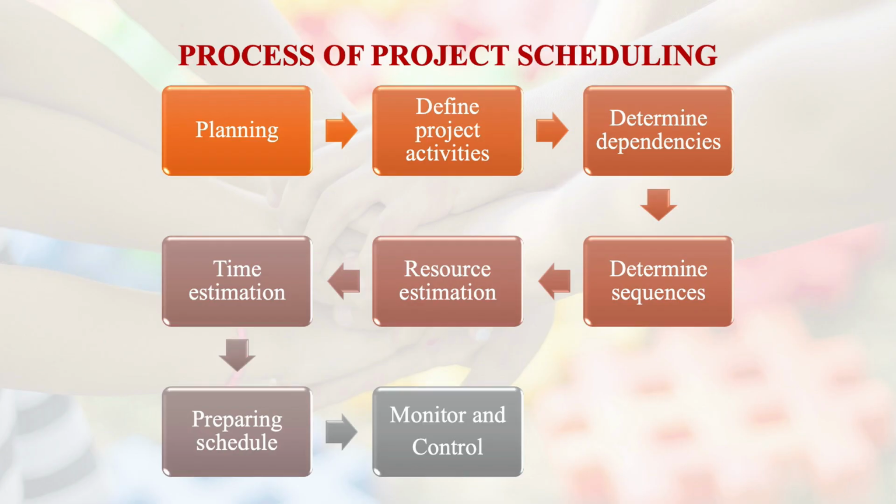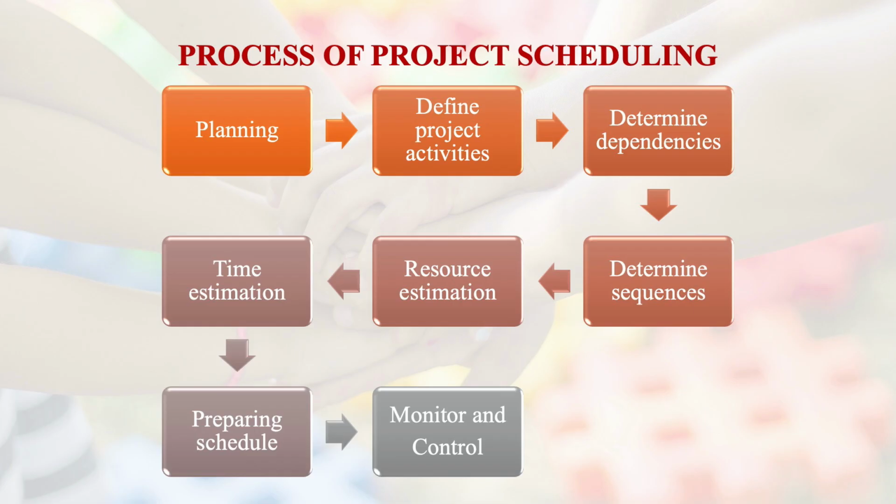Then what is the process of project scheduling? Well, project scheduling also starts with the process of planning, right? Once you do a basic planning for the project, then the next stage is to define project activities. So what would be the basic activities which you will be required to do? Then determine how those project activities are dependent.